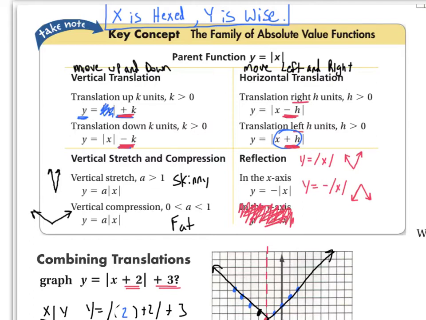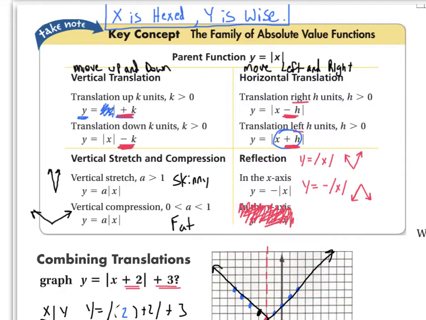But remember, what's inside moves us left and right, but it's opposite what it says. That's why we say x is hexed. And whatever is outside moves us up and down, and it does exactly what it says. Y is y's. Okay? So what's inside, it does the opposite. What's outside, it stays the same.